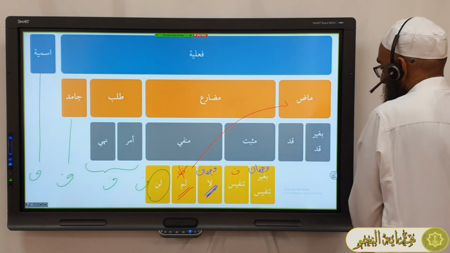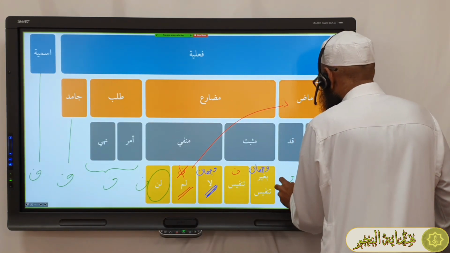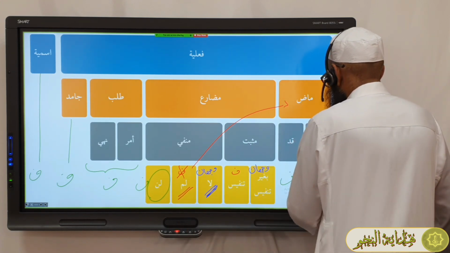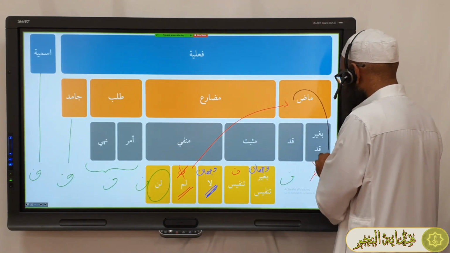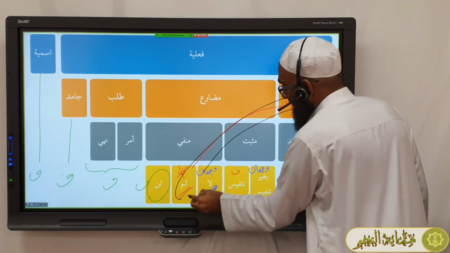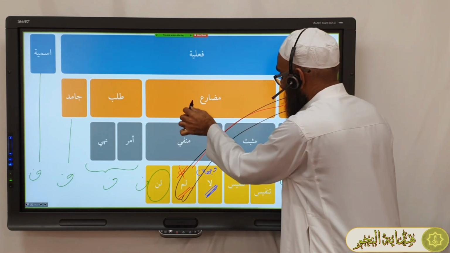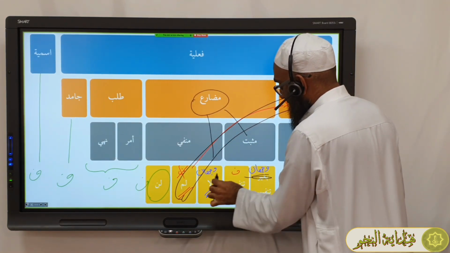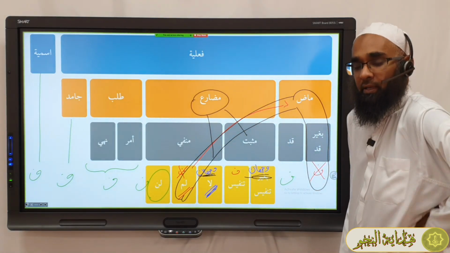And if you have madhi with qad, then you must have a fa. If it's without qad, fa is mumtani. So if you summarize it: when it's madhi without qad, or something that has the meaning of madhi and no qad, it's mumtani. And in the mudari, which is muthbat or manfi billa, you have wajhan. And everywhere else you must have a fa. That makes sense?